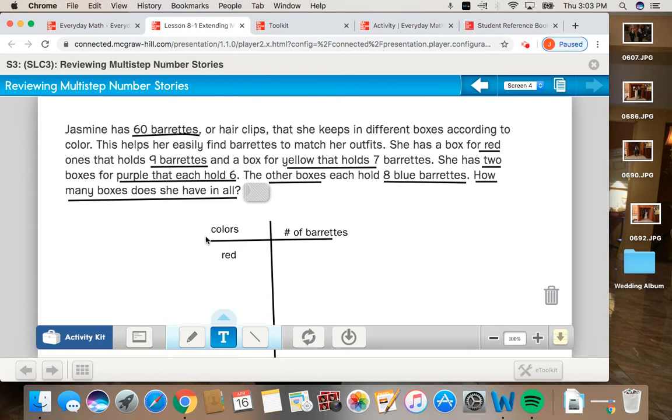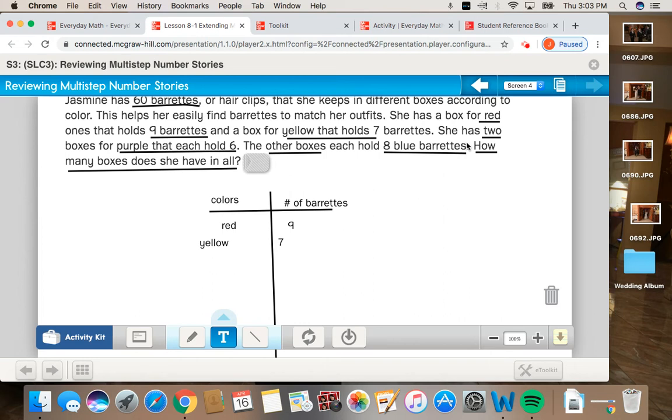All right, so I have red, and the number that goes with red is 9 barrettes. And then I have yellow, and yellow goes with 7. I have 2 boxes for purple, so I'm going to write purple twice. And the number that goes along with purple is 6. So I'm going to do the same thing here. All right, 6.